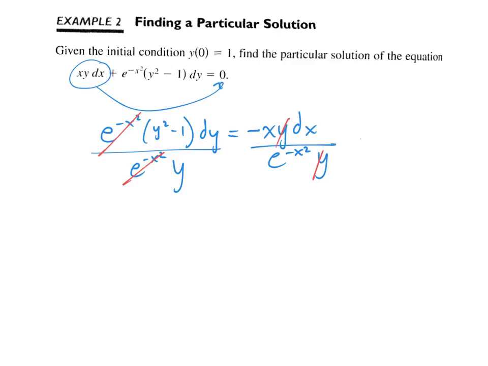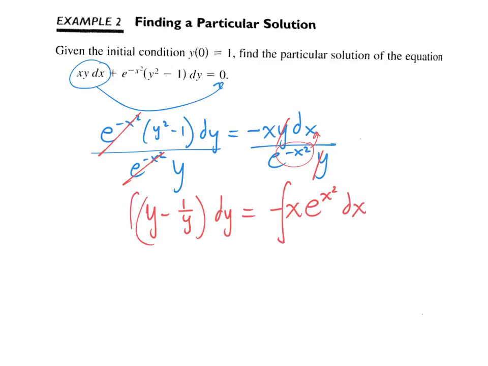That's why I moved the other one over, just so I have my y's on the left side and everything else on the right. So if I rewrite that, actually before I integrate, it's really just (y minus 1 over y) dy, right? And on the right side, I have negative x e to the x squared, because if I bring this up, it becomes positive, right? dx, and that allows me to go ahead and integrate on each side.